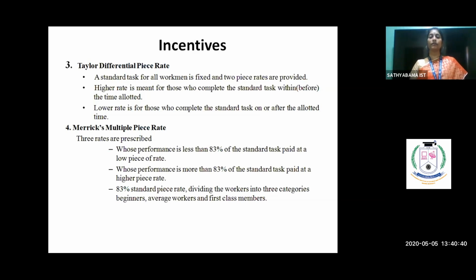Next comes Merrick's multiple piece rate system. Here, three rates are prescribed. Normally, three categories of employees are classified: beginners, average workers, and first class workers. One more thing is that a standard task is set, and 83% of that standard task is the standard percentage with which the employee's performance is compared. When performance is less than 83% of the standard task, they are given a lower rate, and when it is more than 83%, they are paid at a higher rate. So this is Merrick's multiple piece rate system, and again, Merrick is the person who designed and framed it.